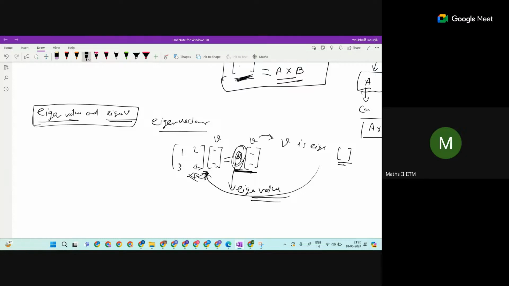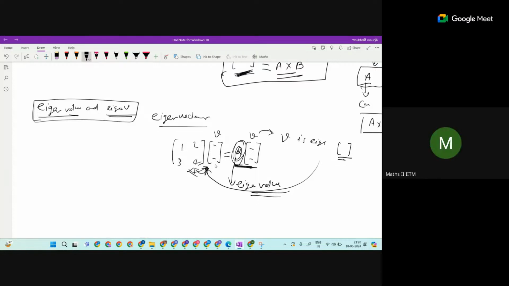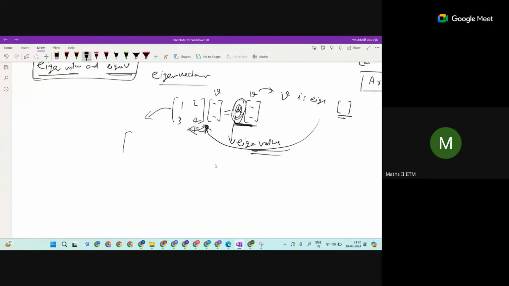Is this clear? Yes, sir. So let's find the eigenvalues and eigenvectors for this one. So we have 1, 2, and 3, 4. This is our matrix. The process is that what is happening here will be deduced from here itself.